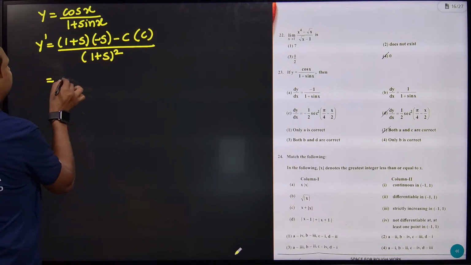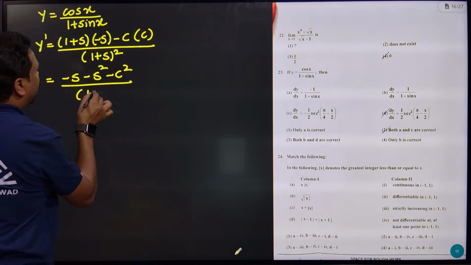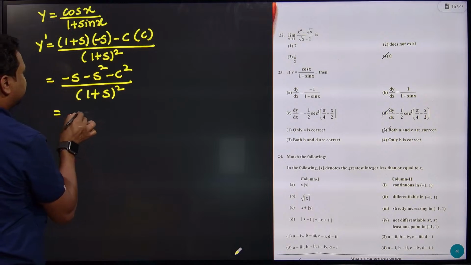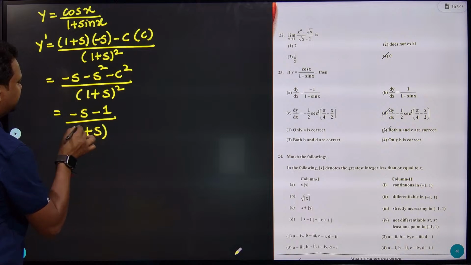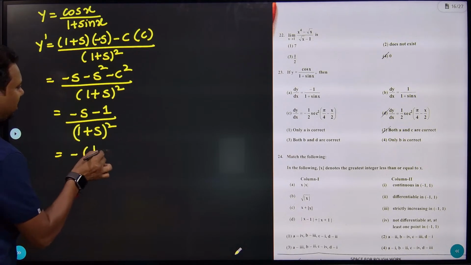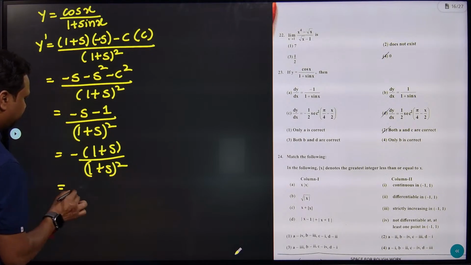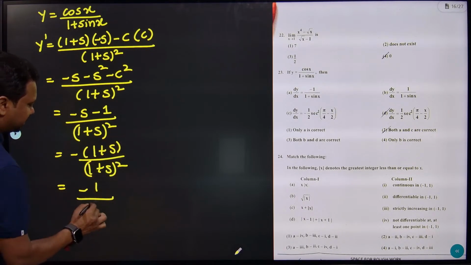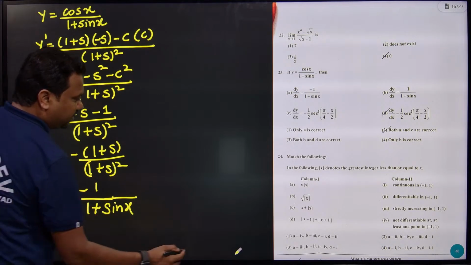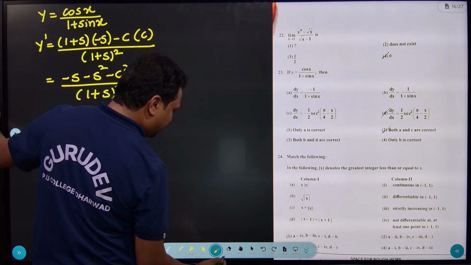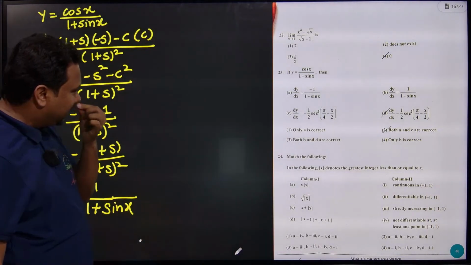And that will be equal to minus sin x minus sin square x minus cos square x divided by 1 plus sin x whole square. Take minus common: cos square plus sin square is 1, so again we get 1 plus sin x, divided by 1 plus sin x whole square. You take minus common, 1 plus sin x divided by 1 plus sin x whole square. So everything gets cancelled, especially 1 plus sin x, and whatever is left is minus 1 divided by 1 plus sin x. That is one way of understanding this particular problem. Clear? So I can choose minus 1 divided by 1 plus sin x.